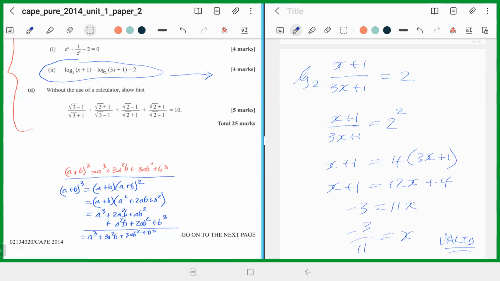This one. We don't use our calculator. Show that all of this equals 10.